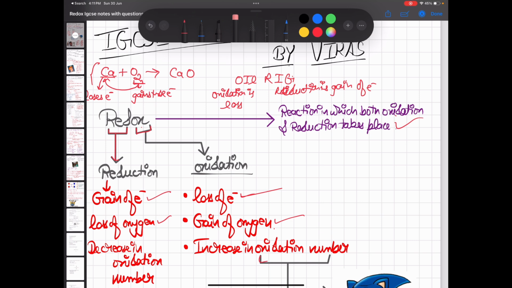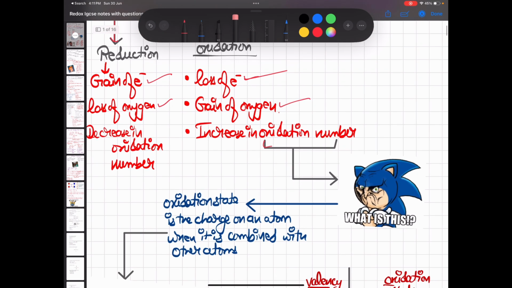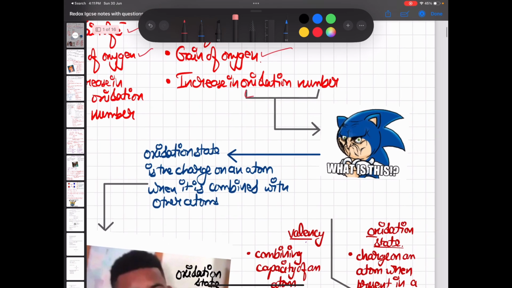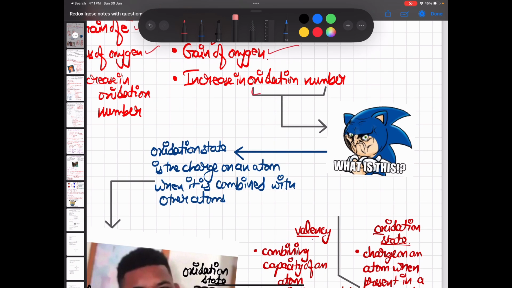Now moving on, then there is this term oxidation number. I've also pasted some kind of a meme here: oxidation number, what is this? A lot of students have confusion about what is oxidation number, what is valency, what is the difference between oxidation number and valency. This we will also discuss. For now, let's first focus upon what is oxidation number.